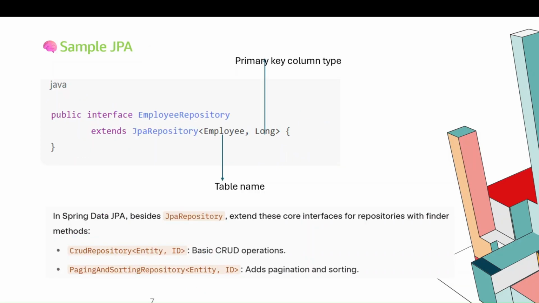If you look at the interface I have developed here, EmployeeRepository, which extends JpaRepository. You can extend CrudRepository or PagingAndSortingRepository. It is up to you based on your requirement. In this example, I extended my EmployeeRepository with JpaRepository. In that, we need to specify two things. Employee is an entity and the primary key column type is Long.